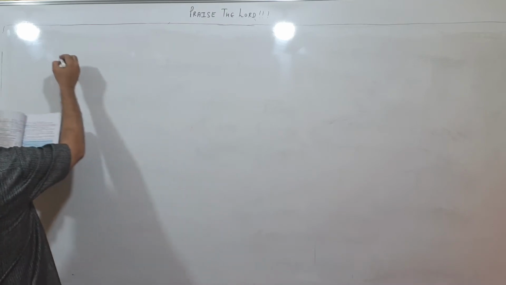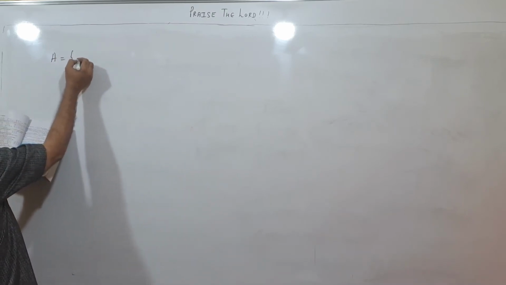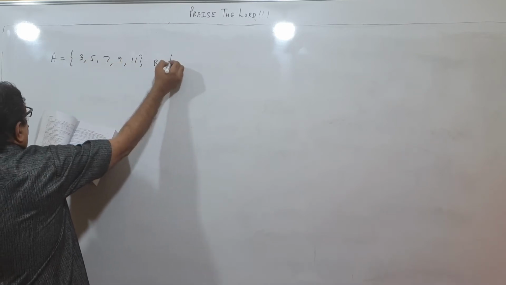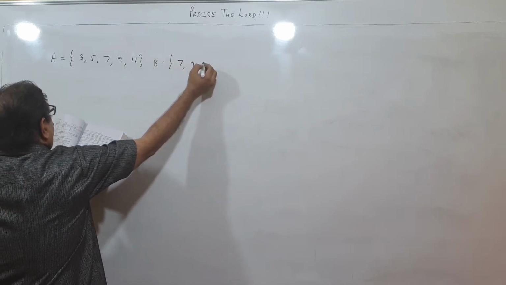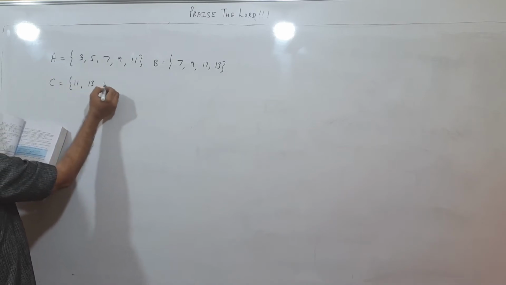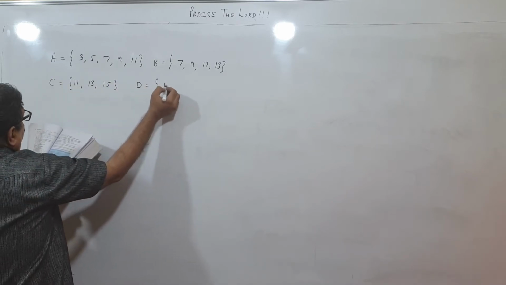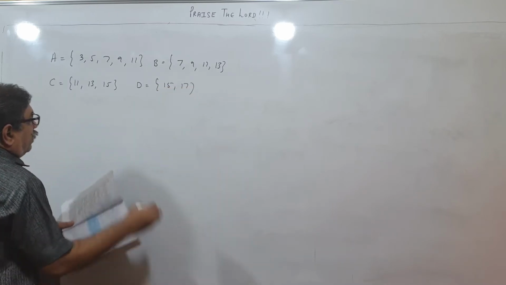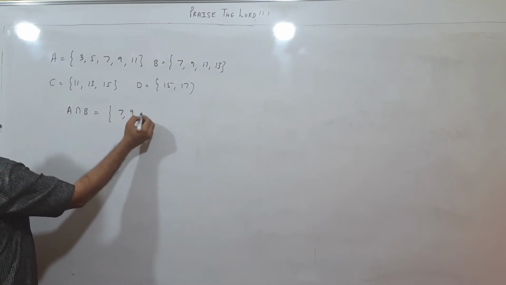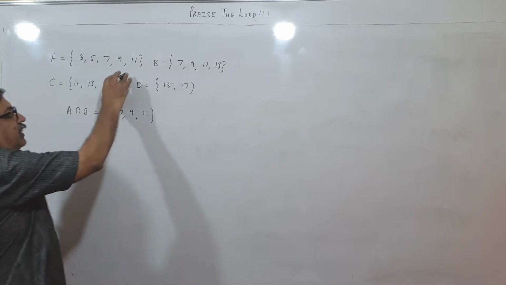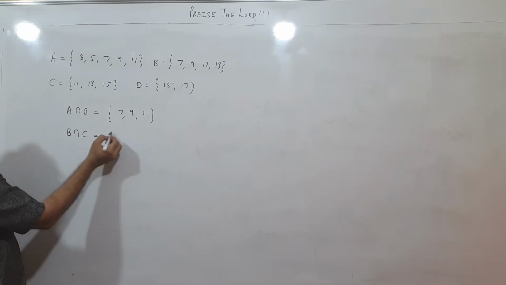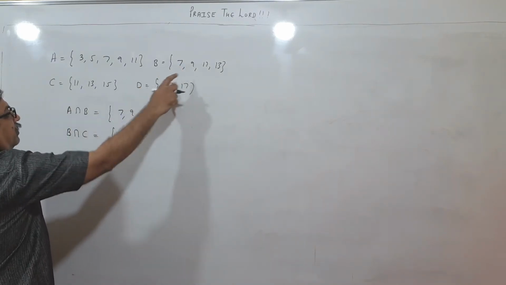A, B, C, D are given again. A is given to me as 3, 5, 7, 9, 11. B is given to me as 7, 9, 11, 13. C is given to me as 11, 13 and 15. And D is given to me as 15, 17. So we have to find A intersection B: common elements of A and B are 7, 9, 11. B intersection C: common elements of B and C are 11 and 13.